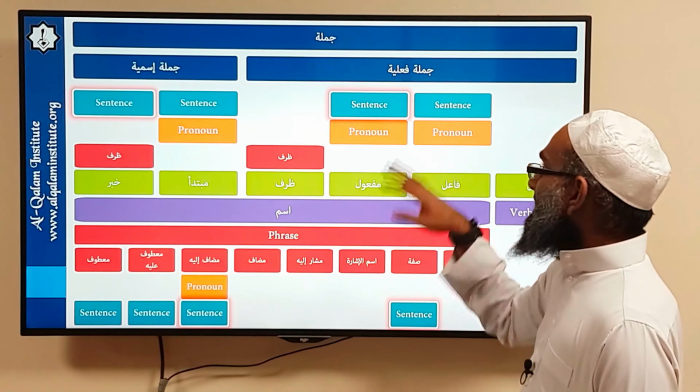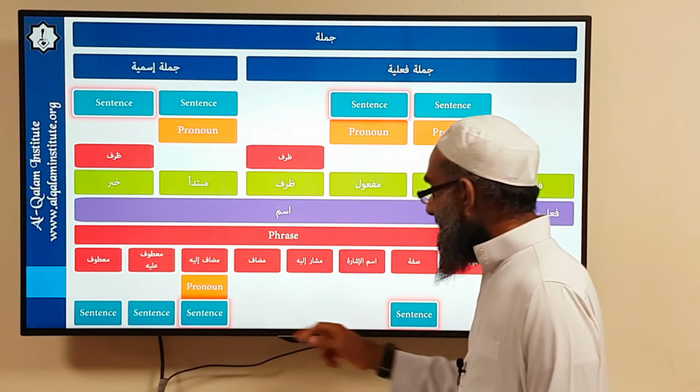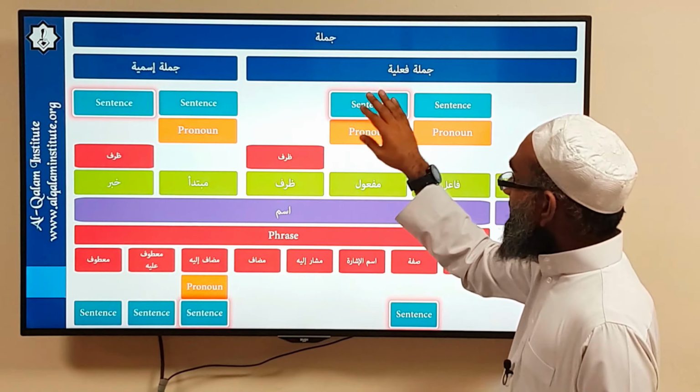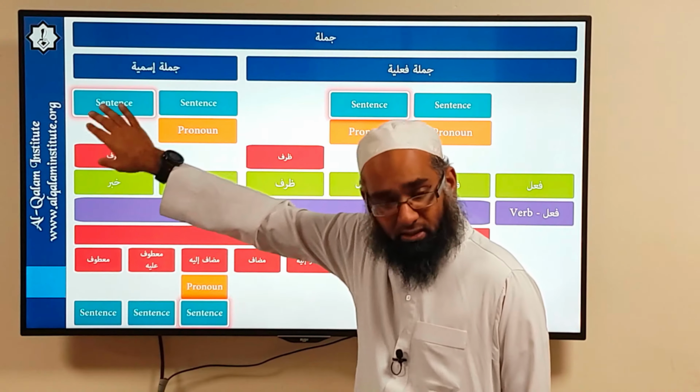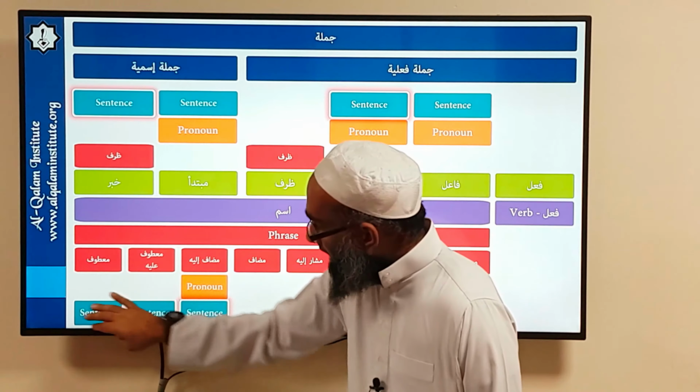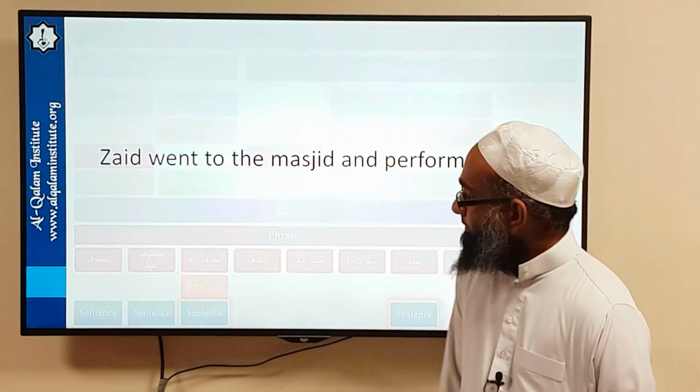So previously, we said that all of these slots can come as sentences, and the ones that are highlighted, we're going to discuss those. So we've discussed the maf'ul as a sentence, we've discussed the khabar as a sentence, and yesterday we discussed the mudhaf ilayh as a sentence. But today I want to discuss the ma'tuf alayh and ma'tuf when they are used as sentences.